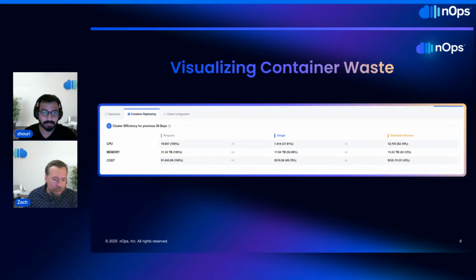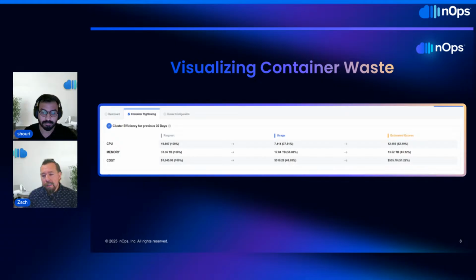And this is an INOPS screenshot, so there's some proprietary INOPS cost modeling here to estimate how much you could save. And it's saying you could basically cut your bill in half, by 50%, if you could reduce those excesses. So this is just one snapshot.